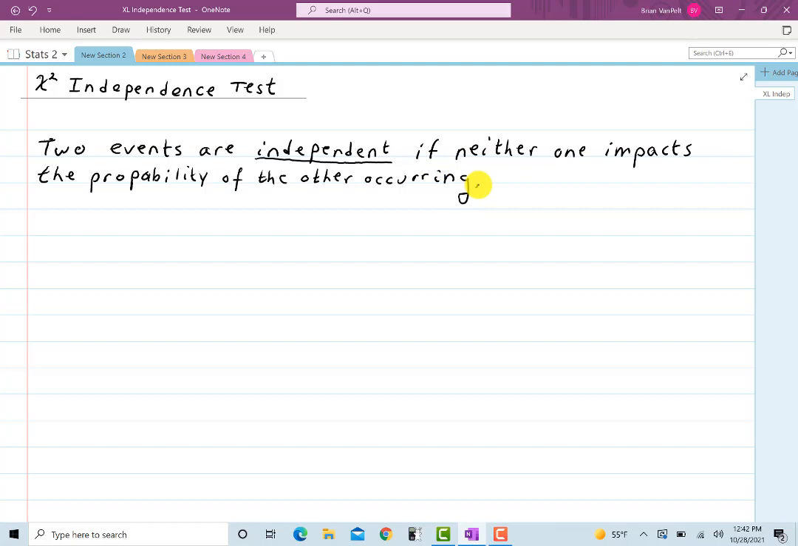So, for example, tossing a coin. Each time you flip the coin, it doesn't matter what happened on the previous flips or the next flips. They're independent of each other. So flip number 5 does not affect flip number 8, or the probability of number 8 occurring. Tossing a coin, throwing dice. So these are examples of independent events.